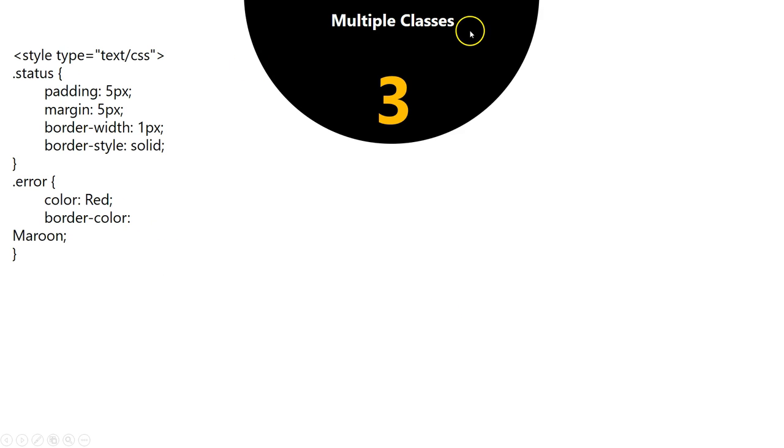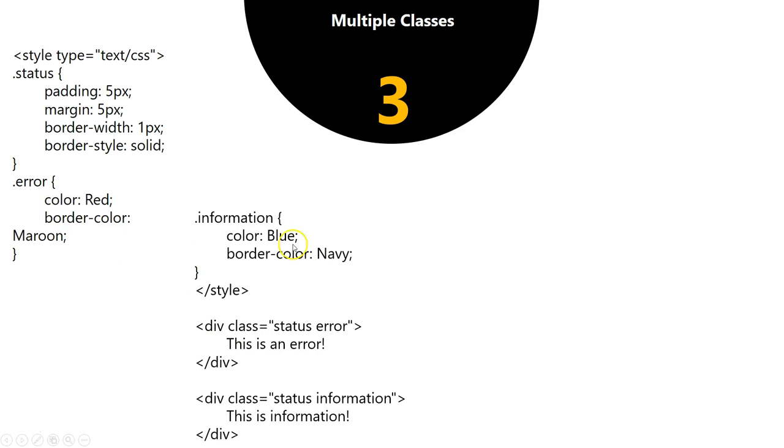Then we have multiple classes. So you can specify multiple classes when you are using them. For example, in this example, we have a status class, we have an error class, and we have an information class. And in our div, when we try to use it, we are using a div class equal to status error. Now how do you think this is an error will come out?